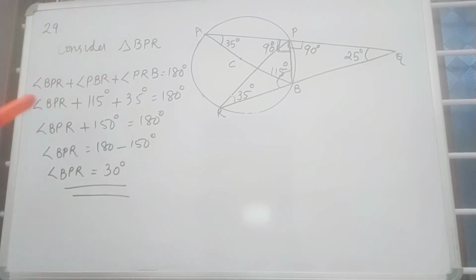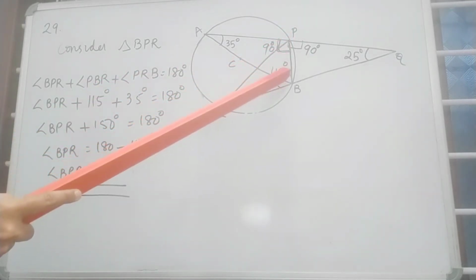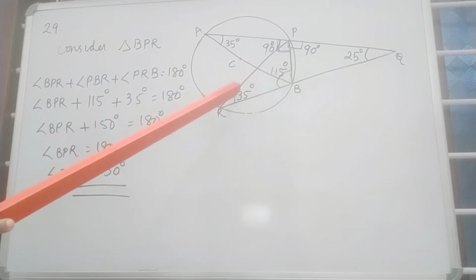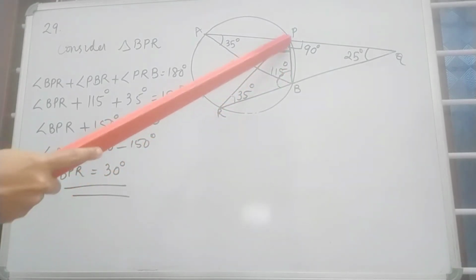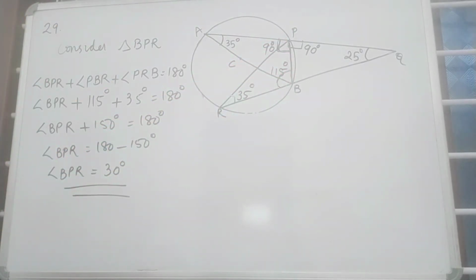So look at the board. Angle BPR plus 115 plus 35 is equal to 180 degrees, since the sum of angles of a triangle is 180 degrees. So angle BPR plus 150 is equal to 180. From there we find angle BPR is equal to 180 minus 150, which is 30 degrees.